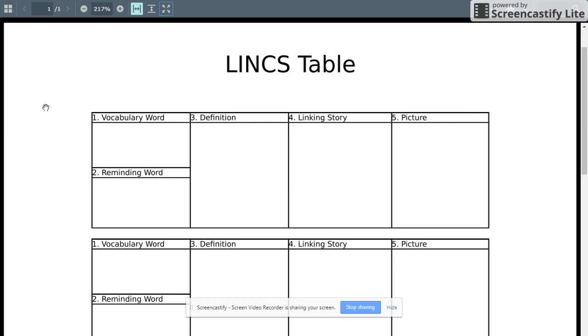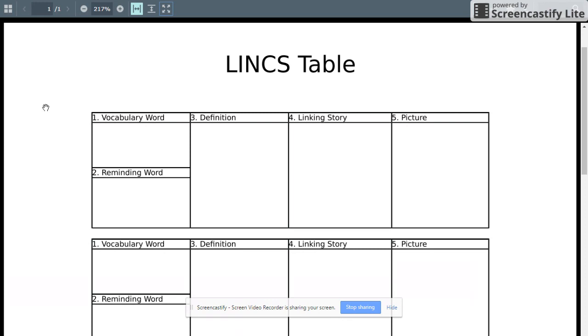The fourth section is called the linking story, and it actually doesn't have to be a story. It could be more like a sentence or two. And this is basically taking your vocabulary word and using it in a sentence. Something to help describe what the word means. You don't want to just say, I'm using the word living in a sentence or something like that. You want to actually apply it to a scenario in your linking story.